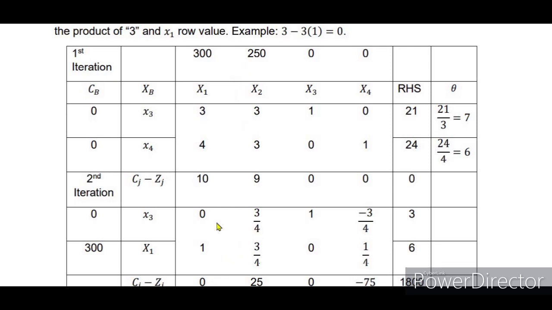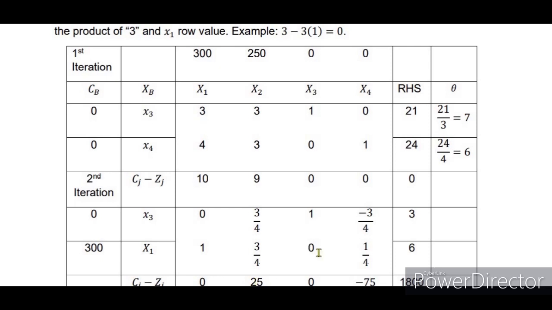Next, for the next column, 0 times 3/4 is equal to 0. Now 300 times 3/4 will be 225. Okay, so 0 plus 225 is equal to 225. Now we will subtract the 225 from 250. So 250 minus 225 is equal to 25. That's why we have 25 here.